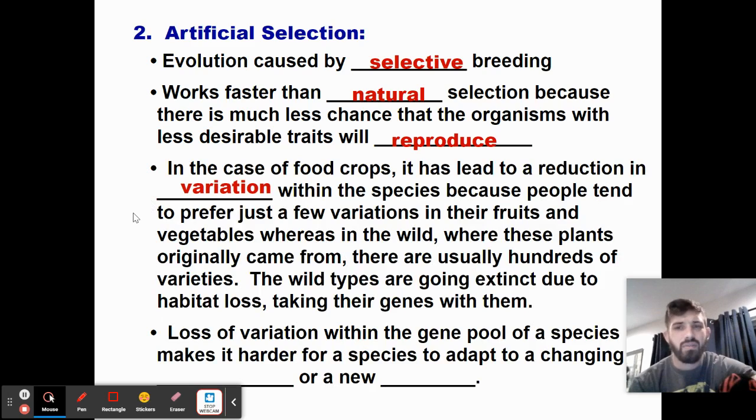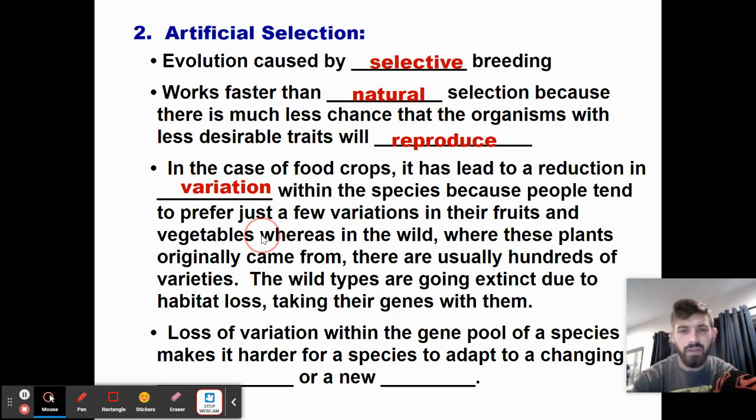In the case of food crops, it has led to a reduction in variation within a species because people tend to prefer a few variations of their fruits and vegetables, whereas in the wild, where these plants originally came from, there are usually hundreds of varieties. So a lot of wild types of veggie crops are going extinct due to habitat loss. On the plus side, because of artificial selection, we've been able to produce crops, apples for example, that are the biggest, right? But if you found wild apples out in a forest somewhere, you'd probably find that they are much smaller than you'd find in a store, because the ones from a store are artificially selected and bred to be bigger.